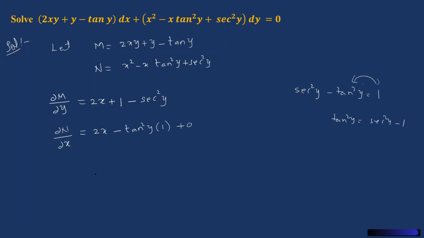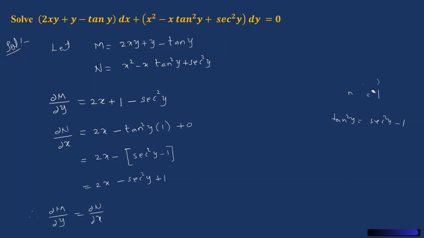Keeping this in view, I'm rewriting this ∂N/∂x. It is 2x minus of, in place of tan square y, secant square y minus 1. Therefore, we can write it as 2x minus secant square y, then minus of minus, it is plus 1. Now you see clearly, both ∂M/∂y and ∂N/∂x are the same. So ∂M/∂y is equal to ∂N/∂x. As these two are equal, we can conclude the given differential equation is exact.